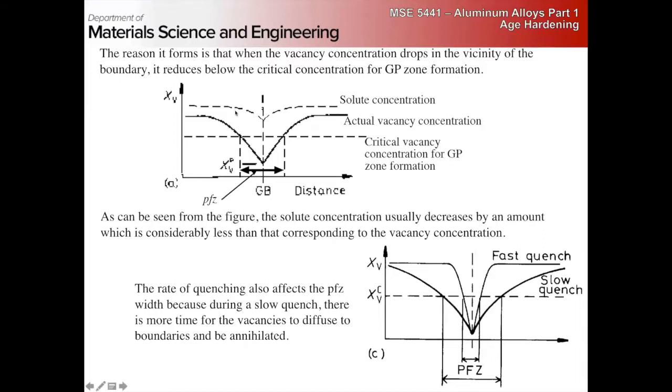So if we want to form precipitates, we need one, sufficient solute for the precipitate to form, and we need to have sufficient vacancies for diffusion to occur. Well, we talked about a vacancy mechanism for why we'd get a precipitate-free zone. Can you think of a solute mechanism why you'd get a precipitate-free zone?